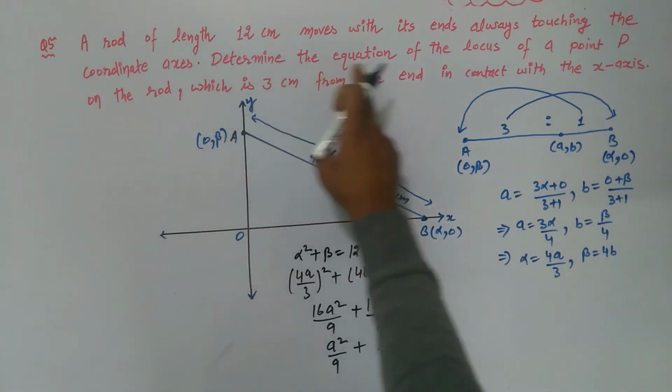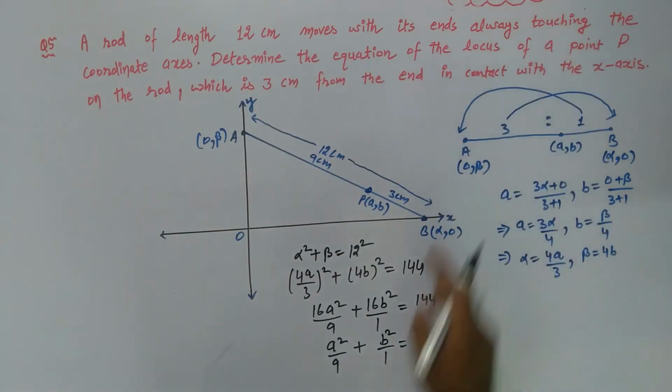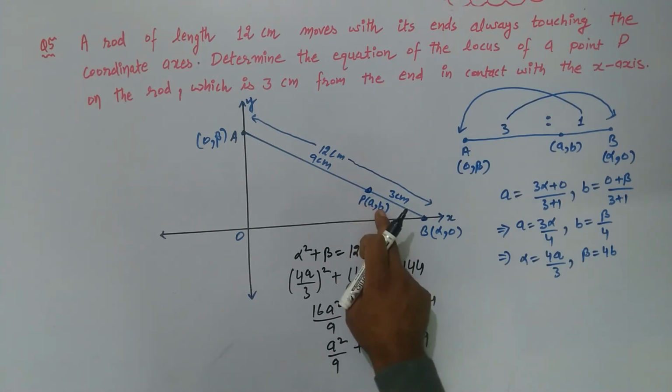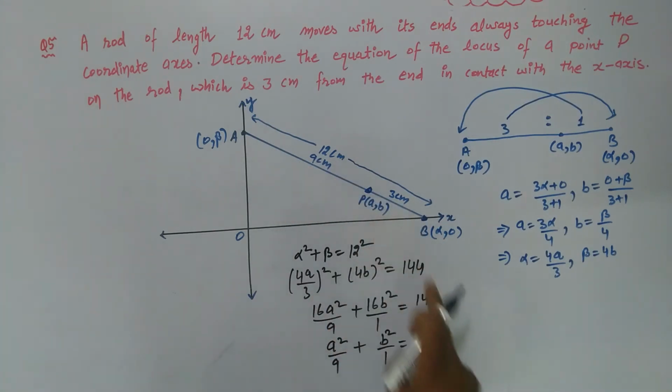So this is the required equation, the locus. What was the question? Determine the equation of the locus of a point P. So P means a, b. The equation we should write here in the form of a and b. So this is the equation in a and b. Okay, locus means path of the point, the passage described by the point. So this way we have solved the question.